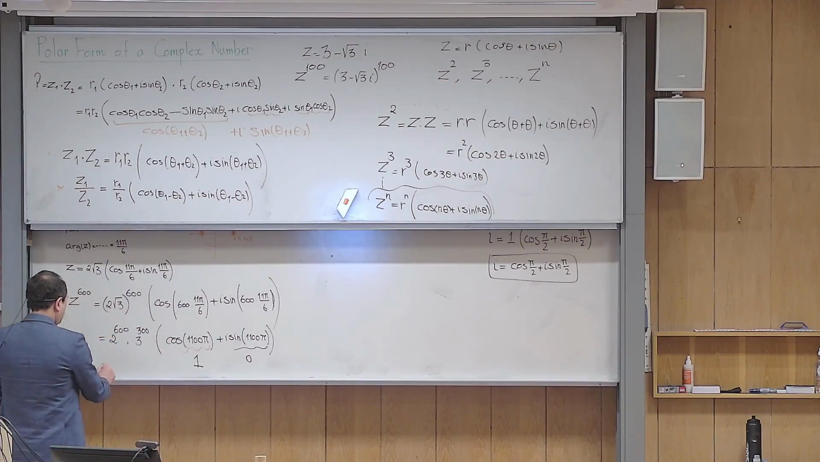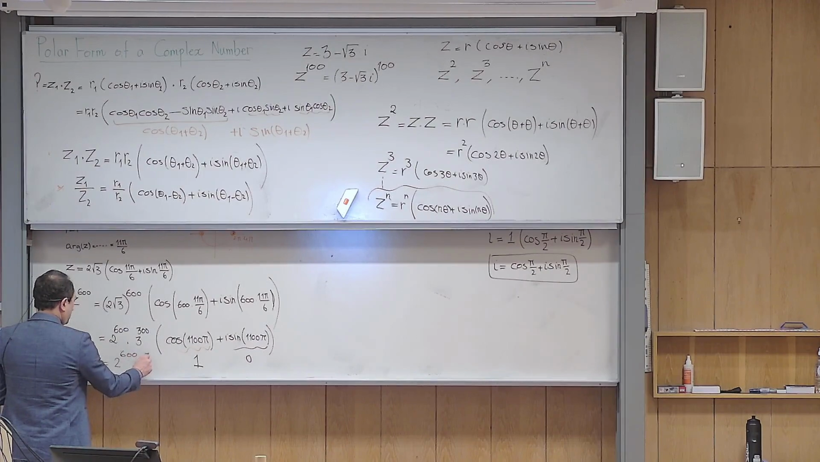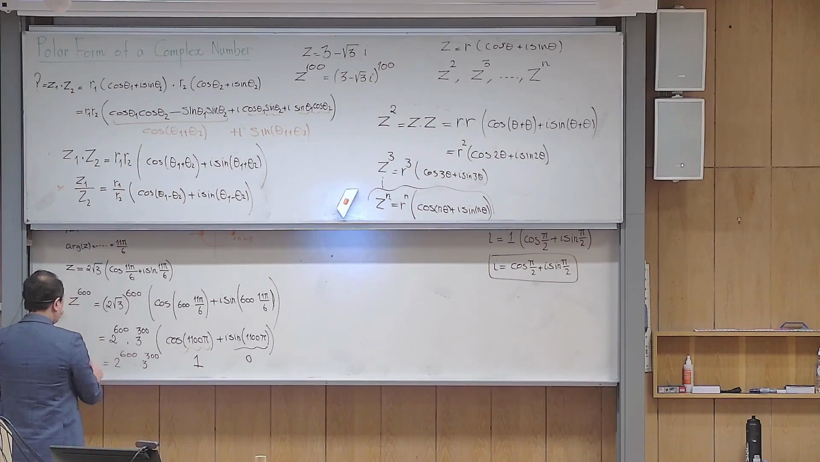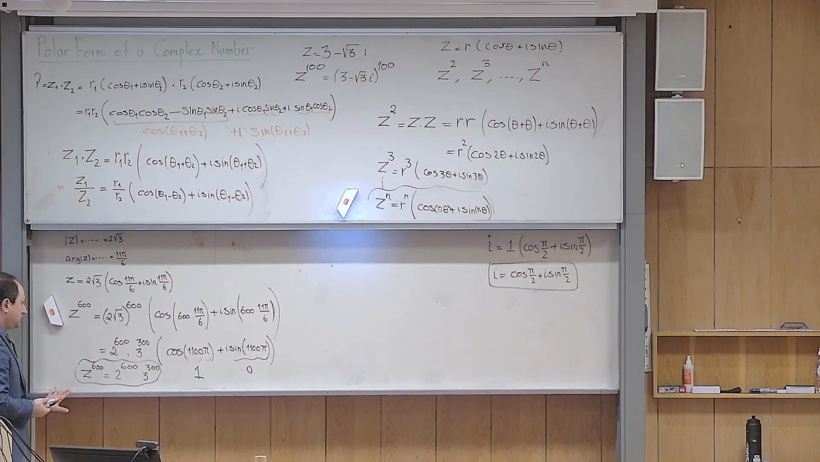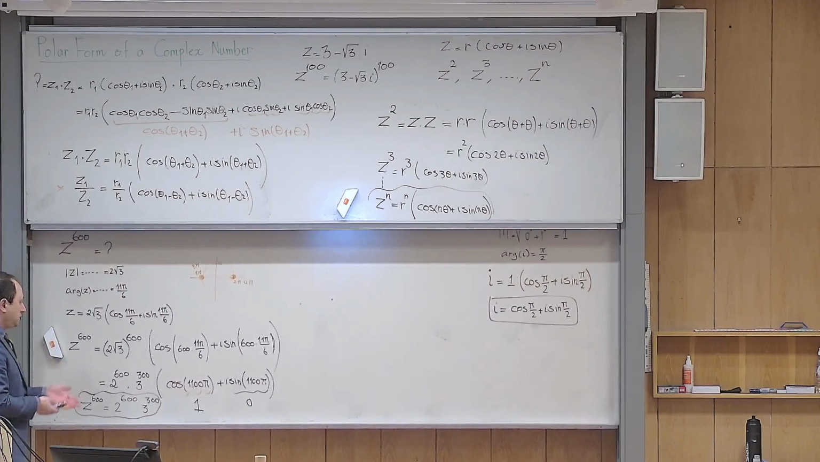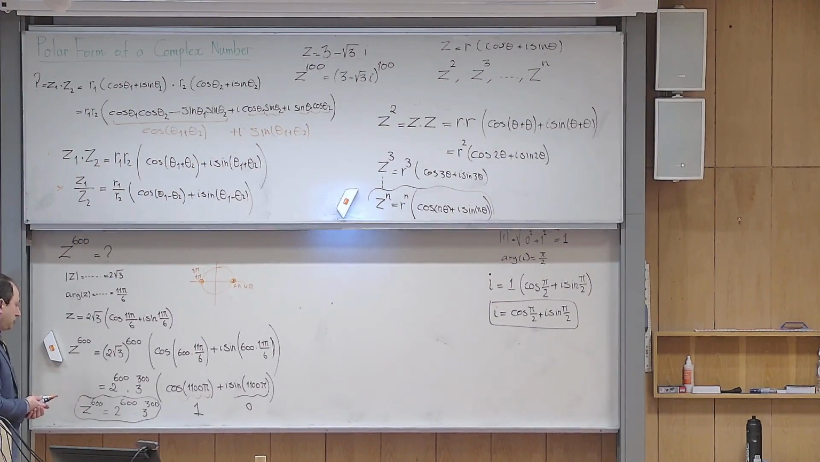So that's the answer. 2 to the power of 600 multiplied by 3 to the power of 300. So this is z to the power 600. So I was able to answer it in a short amount of time. But if I don't want to use this idea, multiplying them or using Newton's binomial theorem, it will take ages, yes? That's the number. Yes, is that clear?